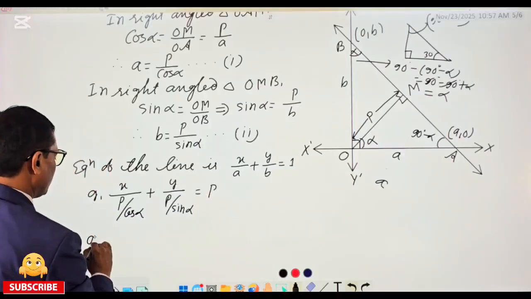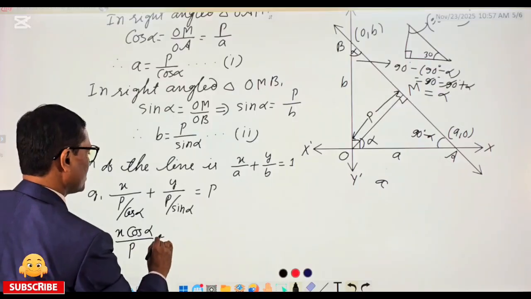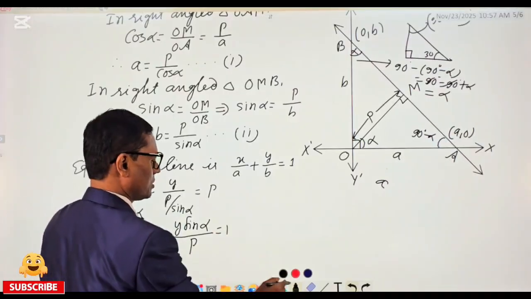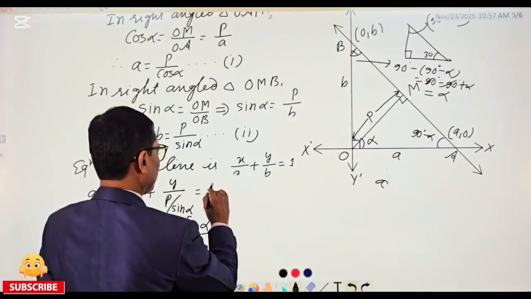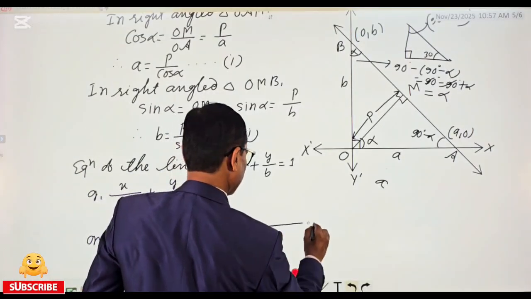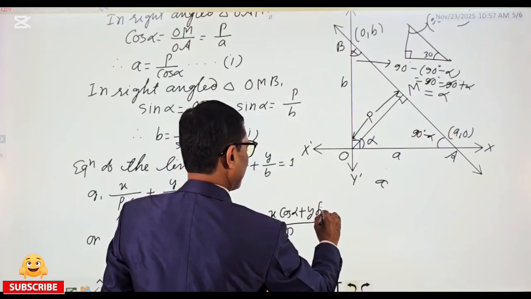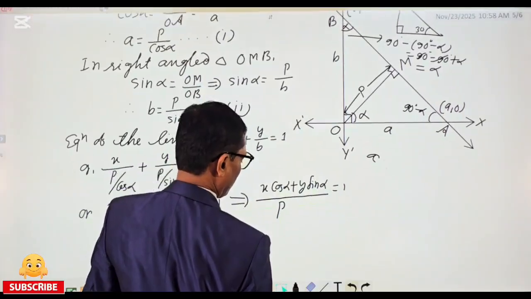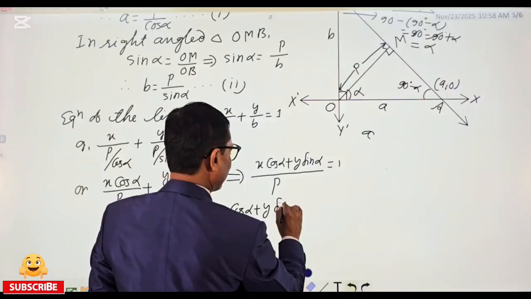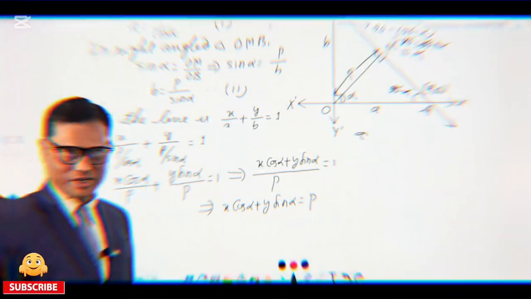The cos goes up, so x cos alpha by p plus y sin alpha by p equals 1. Sorry, it should be 1, right? That's 1. And when you take p as the LCM here, that becomes x cos alpha plus y sin alpha equals p. Finally we can write x cos alpha plus y sin alpha equals p, which is the required equation in normal form or perpendicular form.